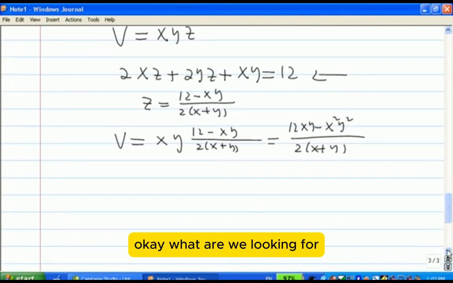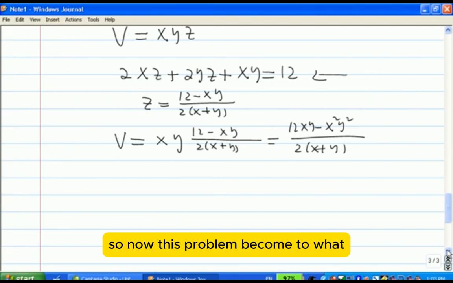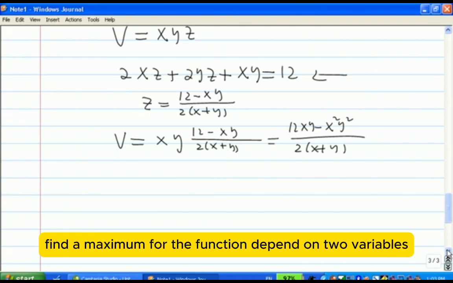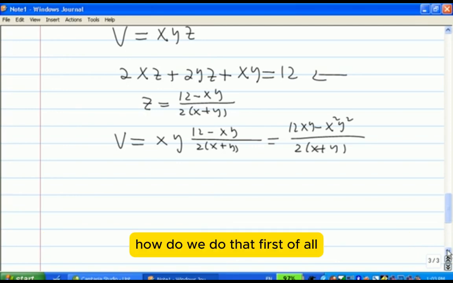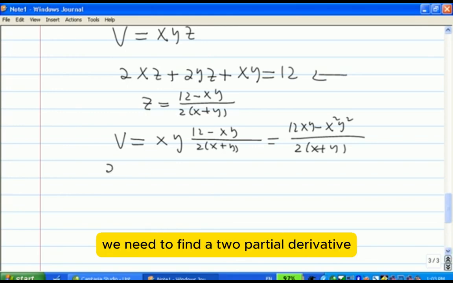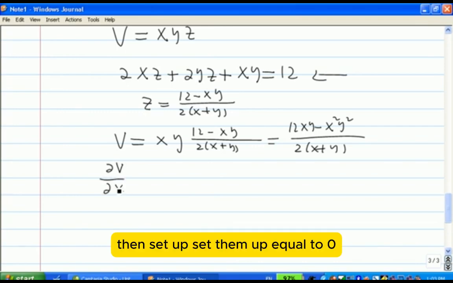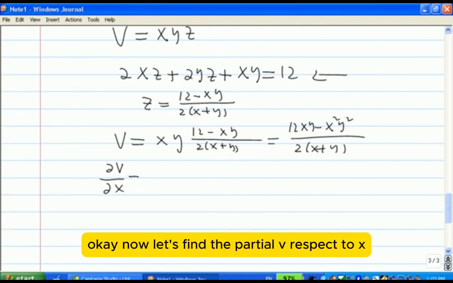Okay, what we're looking for, we want to choose x and y here. So now this problem becomes: find the maximum for a function depending on two variables. How do we do that? First of all, find what? Local maximum and local minimum, right? How do we find the local maximum and local minimum? We need to find the two partial derivatives, then set them equal to 0.